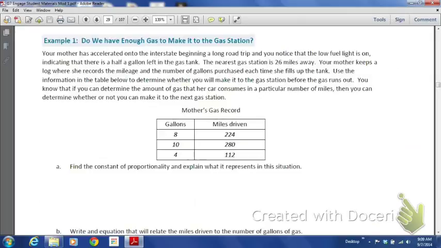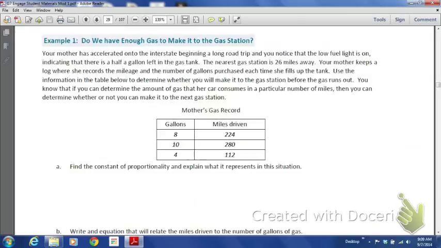Okay, so let's go ahead. This is a real life situation here. So let's go ahead and read this. "Your mother has accelerated onto the interstate, beginning a long road trip, and you notice that the low fuel light is on, indicating that there is a half gallon left in the gas tank."